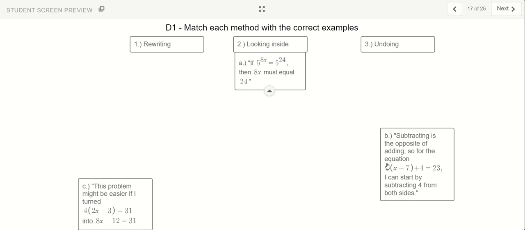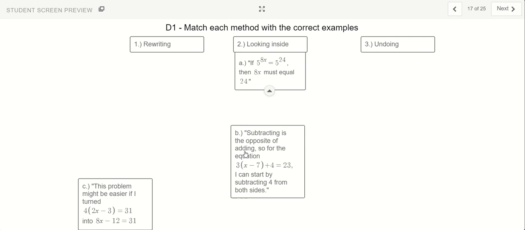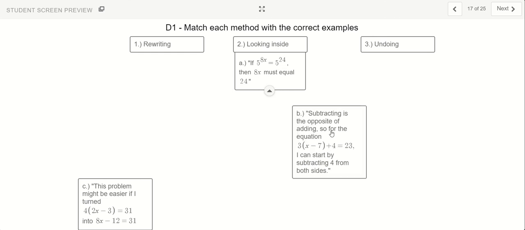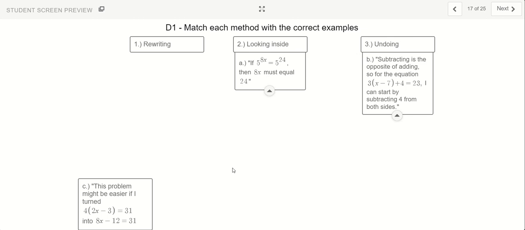All right, let's look at part B. Let's see, subtracting the opposite. So in the equation 3 parentheses x minus 7 plus 4, I can start by subtracting 4 on both sides. So you see how they're trying to undo this part? They're trying to cancel out this 4. So that's an example of undoing.